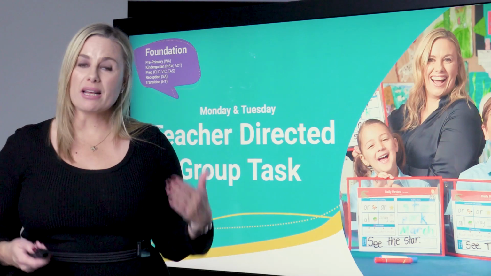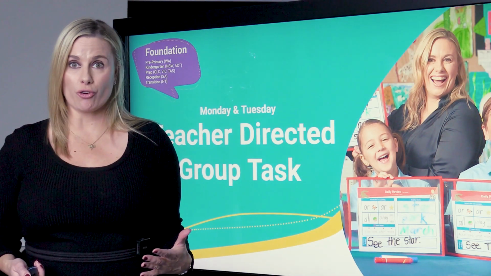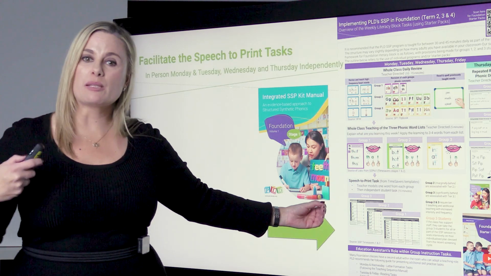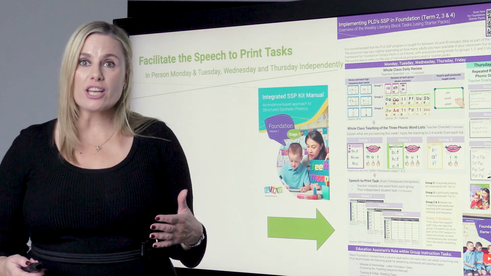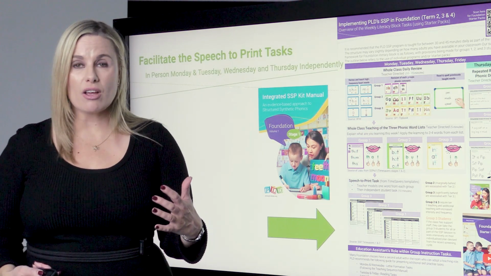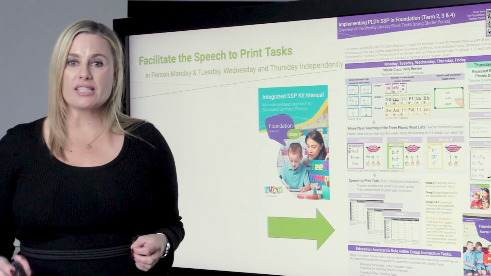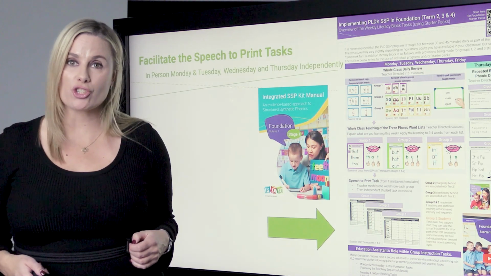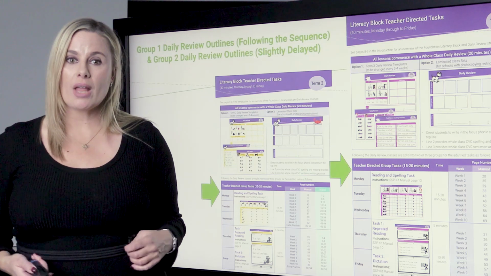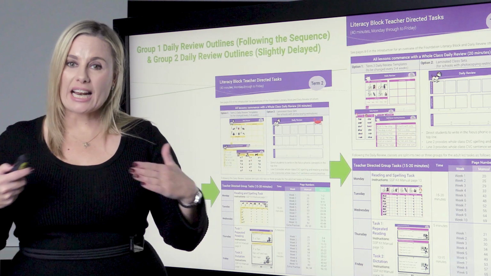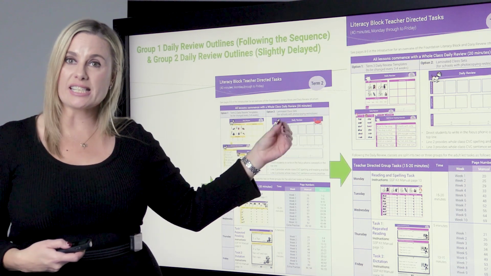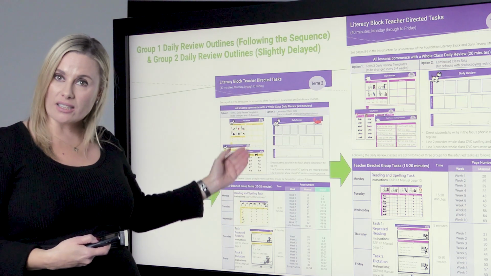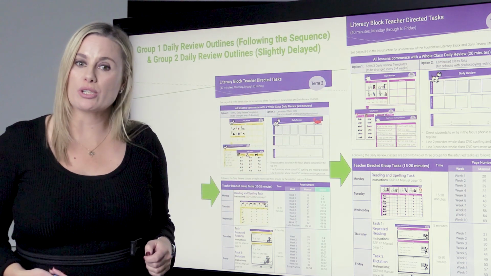We now move into the Monday and Tuesday teacher-directed group task. This is where we facilitate the speech-to-print mapping. So on a Monday and Tuesday, it is teacher-directed. On a Wednesday and Thursday, it becomes an independent task whilst you're working with a phonic dictation group. So Group 1, the daily review is following the teaching sequence outlined for Term 3. Group 2 are slightly delayed following a Term 2 sequence.